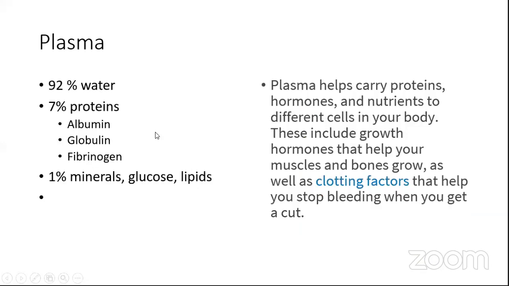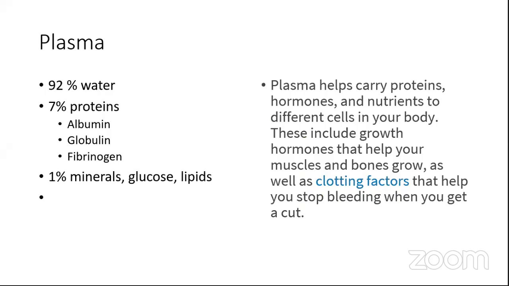Now we move on to the plasma. Plasma is 55% of the total amount of blood. In this plasma, 92% is water. 92% of plasma is made up of water. The rest, 7%, is constituted by the proteins, very important proteins.